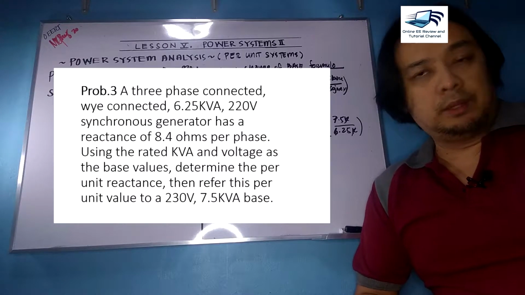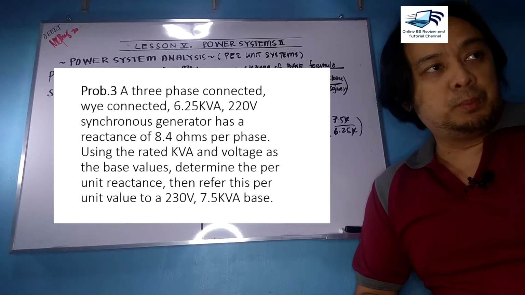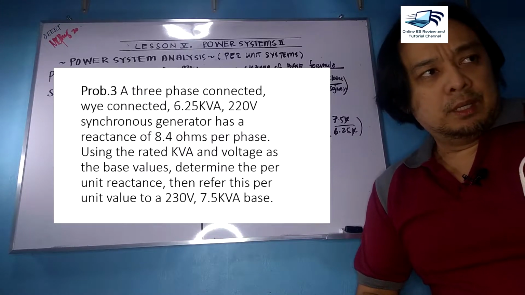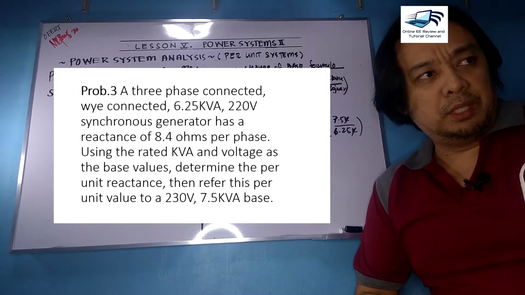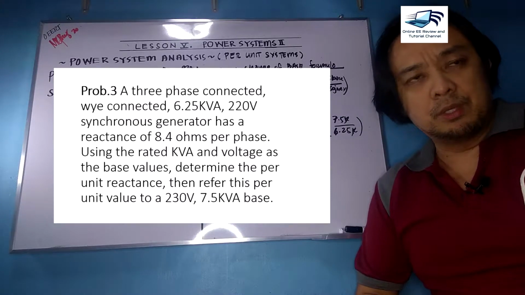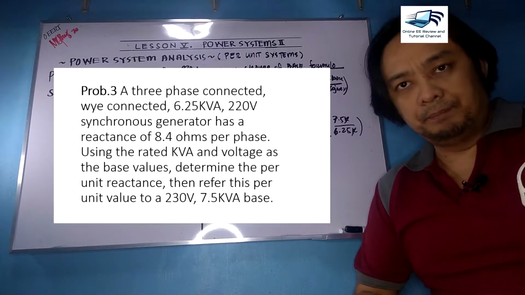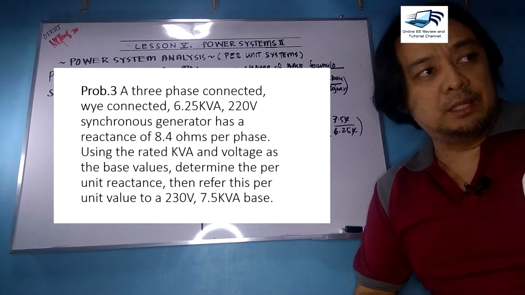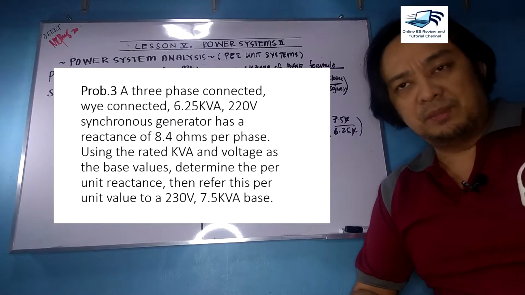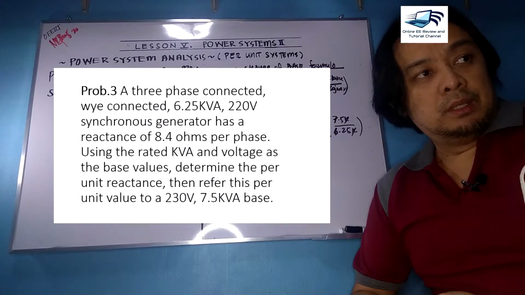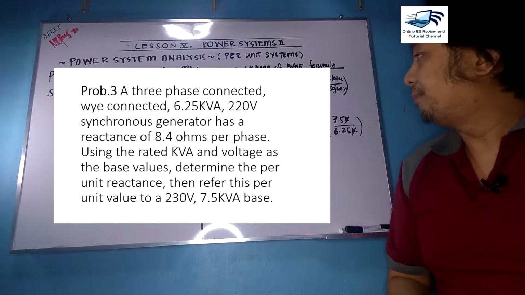A 3-phase Y-connected 6.25 MVA 220 volt synchronous generator has a reactance of 8.4 ohms per phase. Using the rated kVA and voltage as the base values, we need to determine the per unit reactance, and then refer this reactance to a new base value of 230 volt, 7.5 MVA base.